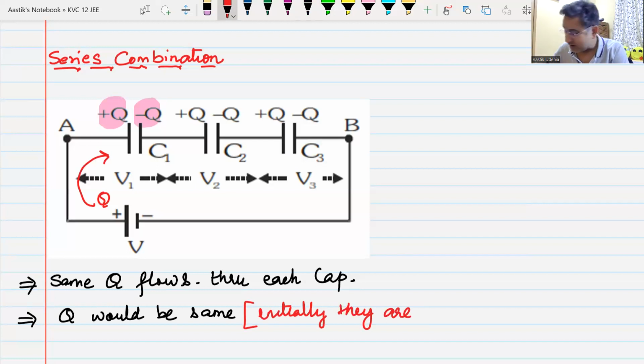But again, this is subject to the condition that initially they are uncharged. If initially they are charged, the same charge will not come on them. They might have different charges also, but the same charge will flow through the circuit. They are in one circuit where the same charge flows through all of them. And in this simplest possible case, charges on all the capacitors would be the same.